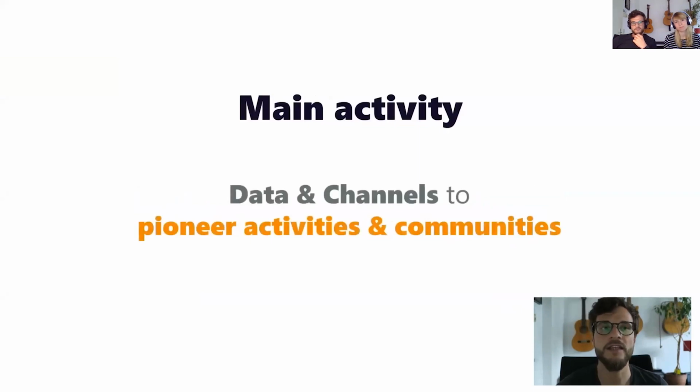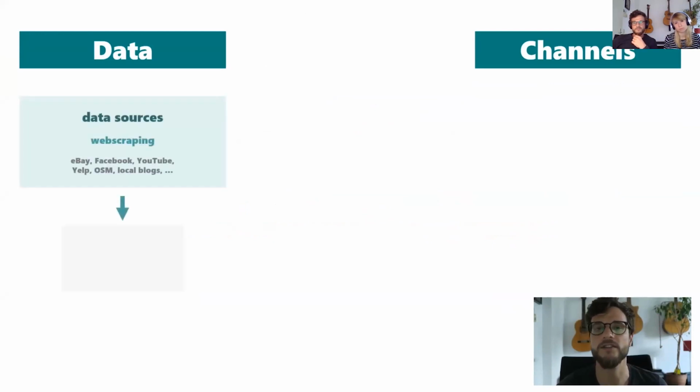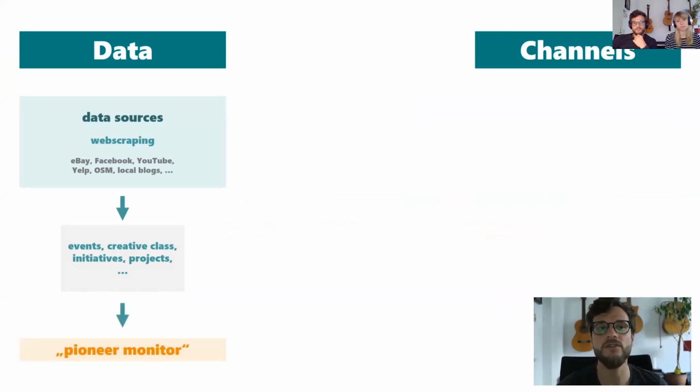And this means that our core activity is to create data and channels to pioneer activities and communities. So how are we going about this? First, we collect geodata from existing sources from the internet, which provide evidence for pioneer activities, like locations of certain events or projects and so on. With this data, we can then develop spatial indices like a pioneer monitor, which identifies future hotspots of pioneer activities.